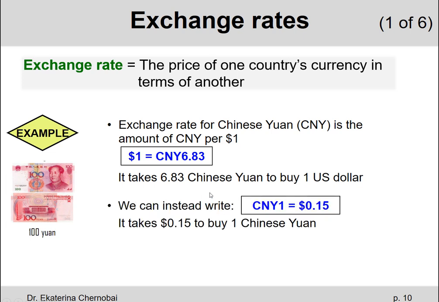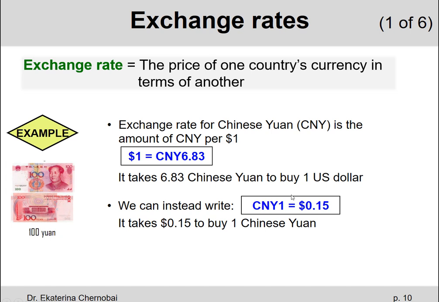Instead, we can write the same exact exchange rate between the Chinese yuan and the US dollar differently. We can instead write 1 Chinese yuan equals 0.15 of a US dollar. How do you think I went from $1 equals 6.83 Chinese yuan to 1 Chinese yuan equals 0.15 of a dollar?